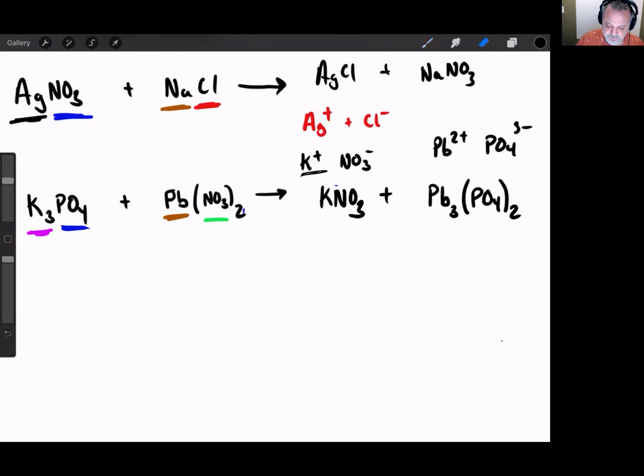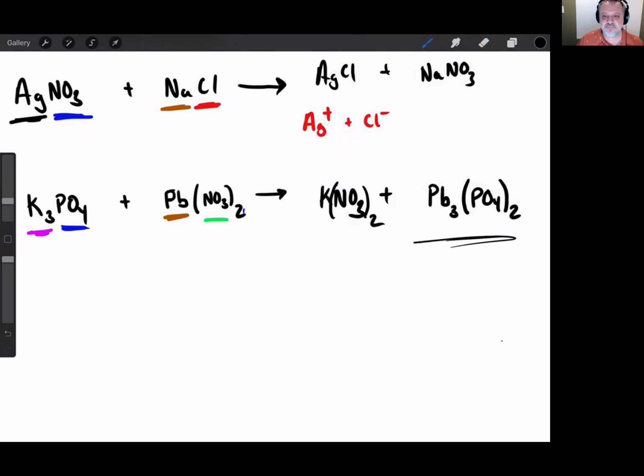Now it's time to start to balance. Notice I had the number of ions already. I have different numbers of ions in the formulas, and I have those numbers of ions in the formulas because that's the formula of the ionic compound. Students will often try to say, all right, I need 2 nitrates, so I'm going to do that. But you can't do that because that's not the formula for potassium nitrate.